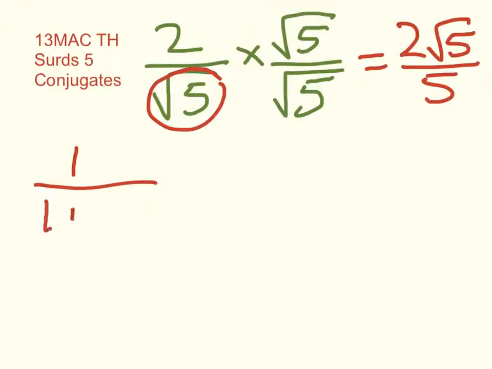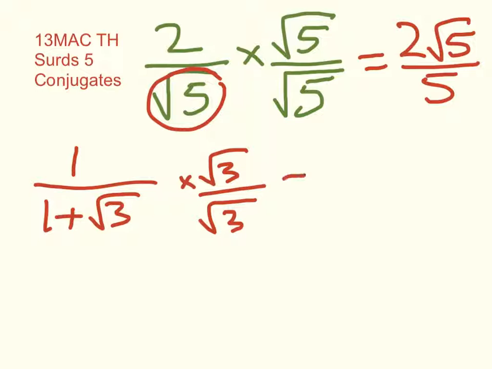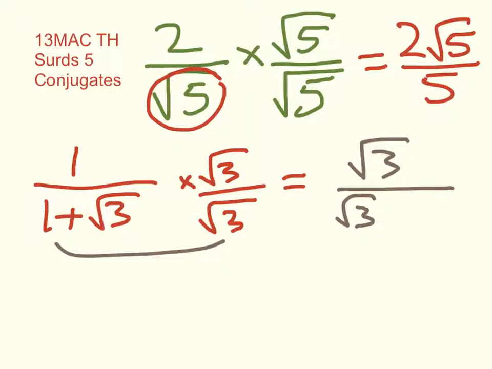Suppose that we have 1 plus 1 divided by root 3. What happens if we try multiplying the top and bottom by the surd part? Well, it doesn't really work. We get root 3 on top, and in the denominator we're left with root 3 plus 3. So we haven't made things much better.